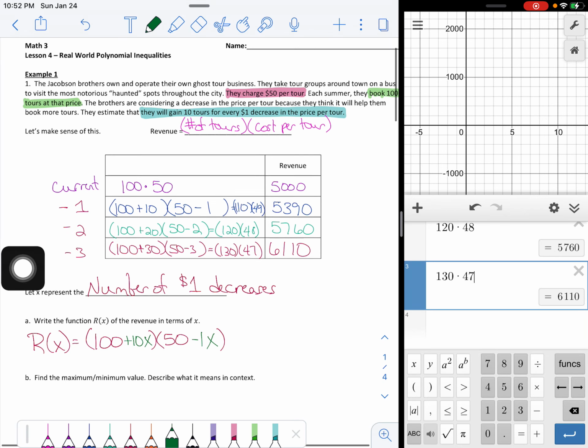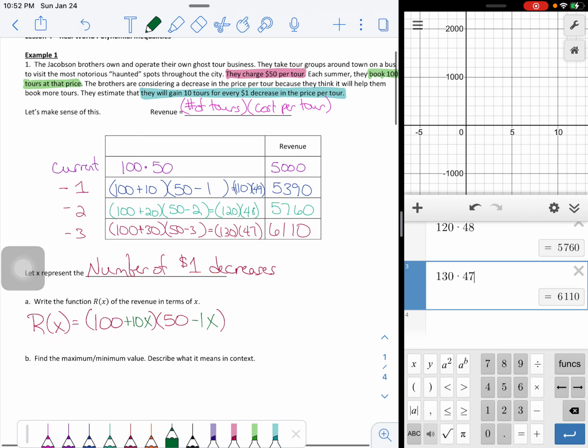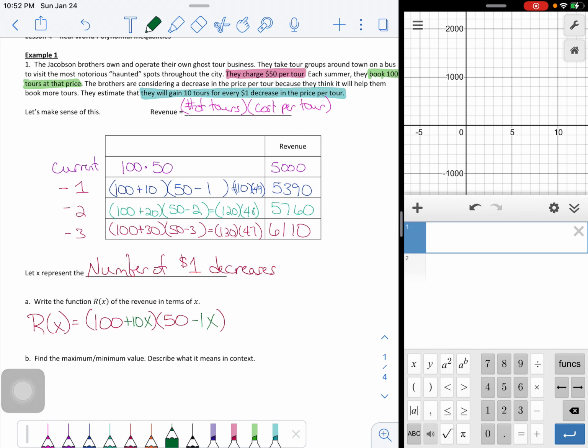So find the maximum/minimum value, describe what it means in the context. So here's where the technology is going to come in. We're going to put this expression into Desmos. I'm going to make Desmos do my work for me. So what I'm going to do is cancel out all of the equations that I had in there and literally type in as it's written. You do not need to multiply this out at all. All right, so 50 minus 1x. Just make sure you get all the pieces in the right places.